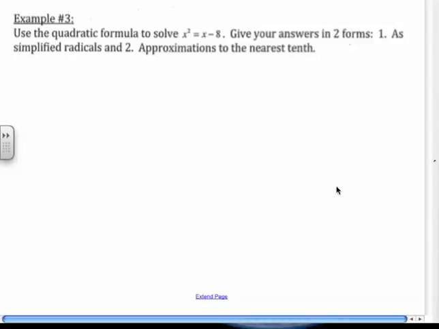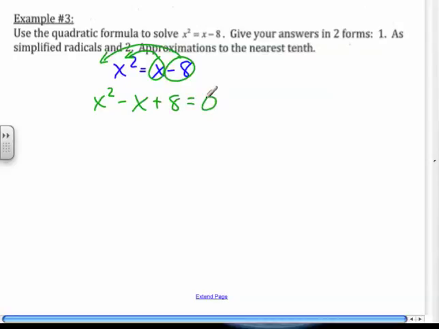Example number 3. Whoa, what's going on here? You know what? And I mentioned this in the introduction. Guys, we've got to have everything on one side of the equation and 0 on the other to solve a quadratic. So that means I need to take the x and move it to the other side. And you guys know whenever I move something to the other side, its sign changes. Okay, I need to take the -8 and do the same, and it becomes +8 equals 0. So that's all I need to do there.